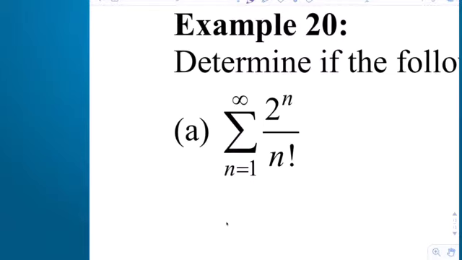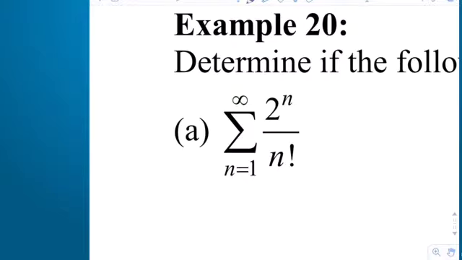So let's look at example A. You have an infinite series. It's 2 to the n over n factorial. Let's do the nth term test for divergence first. Always do that first. Which one goes faster? Exponential, essentially, in the top, or factorial in the bottom? Factorial. So the terms do eventually go to 0.